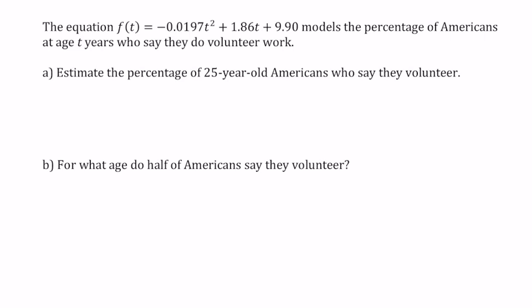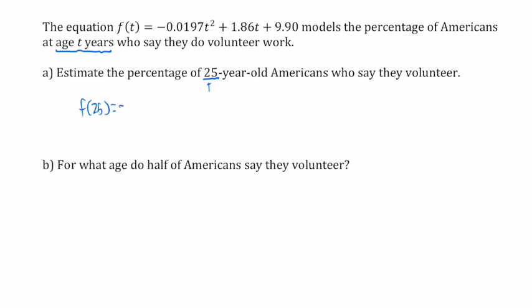The equation f of t equals negative 0.0197t squared plus 1.86t plus 9.90 models the percentage of Americans at age t years who say they do volunteer work. Suppose we want to estimate the percentage of 25-year-old Americans who say they volunteer. T is age in years. So for this problem, we're going to put in 25 for t.